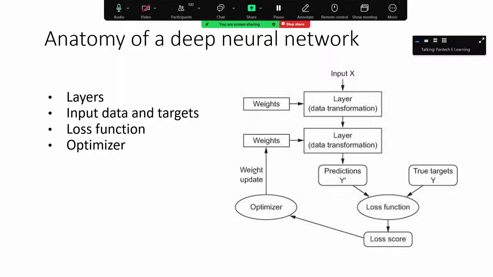How will it do that? By adjusting the weights values, updating the weights values. The optimizer will update the weights values, and again the loss function will calculate the loss score. Based on the loss score, the optimizer will again update the weight values. So this is called an epoch. This is called a training epoch.